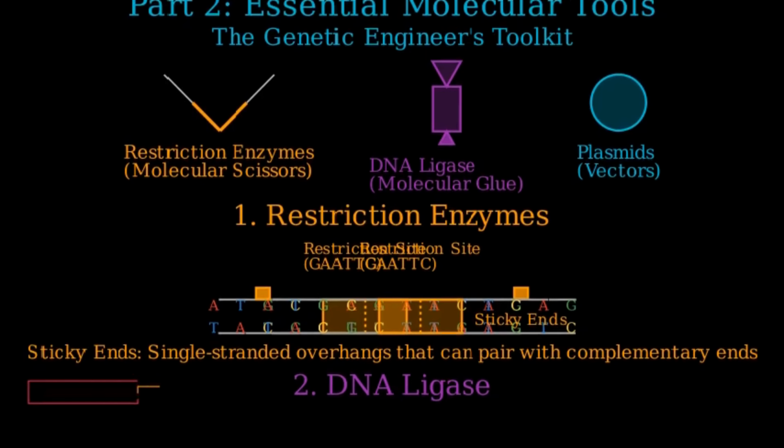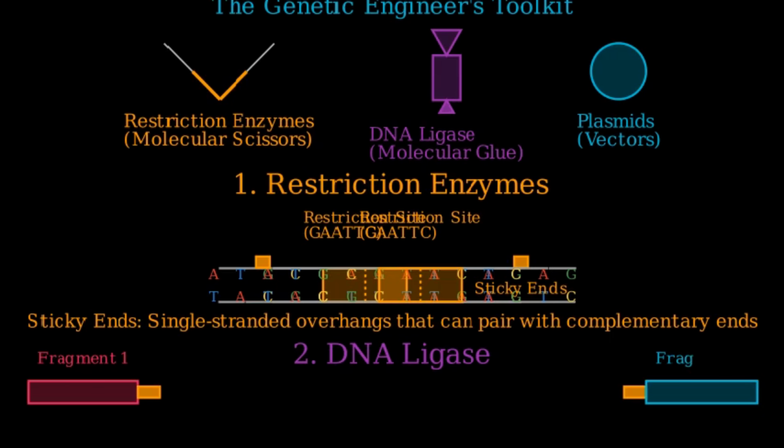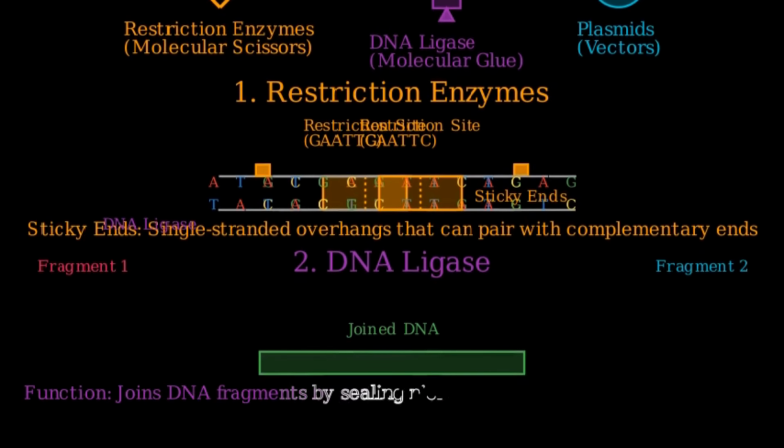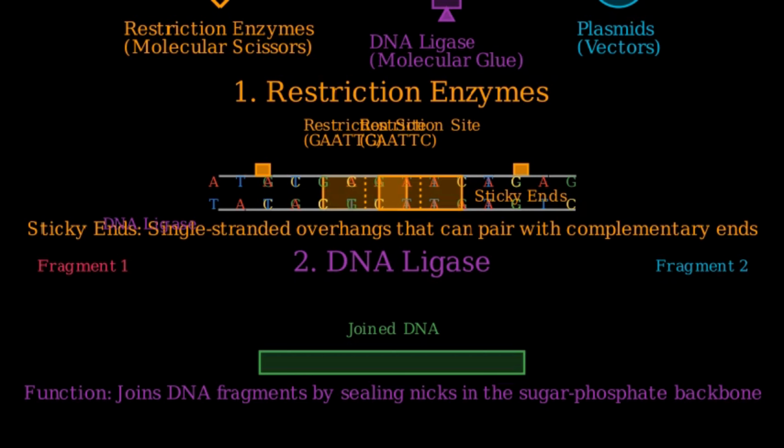2. DNA ligase, the molecular glue. Function. This enzyme is the glue after the gene of interest and the plasmid have been cut with the same restriction enzyme. Their sticky ends will pair up. DNA ligase then joins them permanently by forming strong phosphodiester bonds in the sugar phosphate backbone.